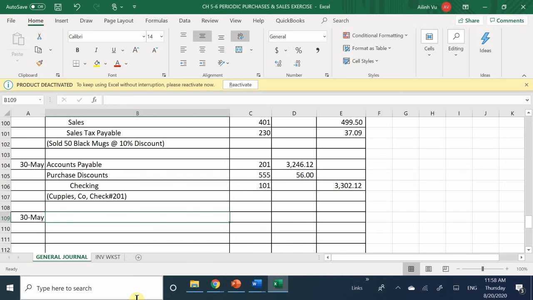What are we going to recognize? Inventory. But what kind of inventory? Mugs. Yes, Tennyson, mugs. We're focused on mugs this time. All right. And then, actually, yeah, we'll just leave it at mugs. What else do we need to recognize? Cost of goods sold. Yes, cost of goods sold.